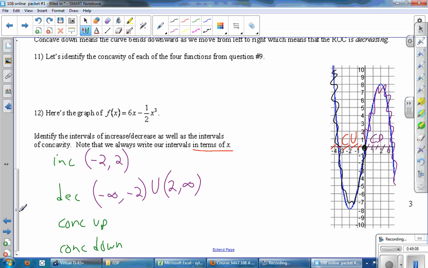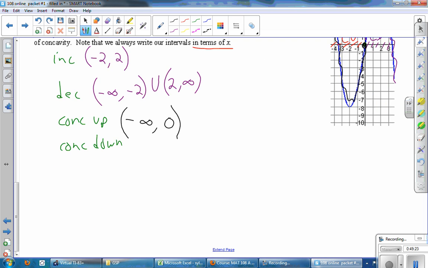So concave up, all the x's, only x's, until 0. So that means it's forever to the left until we get to 0. Never include the infinities. I'm not going to include 0, but you're welcome to. And then concave down is starting at 0 and then going forever to the right. When you're ready, next page.